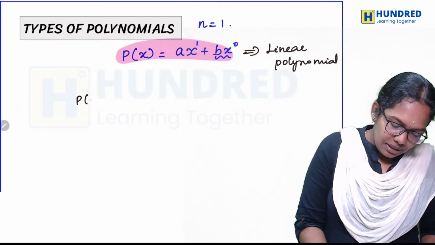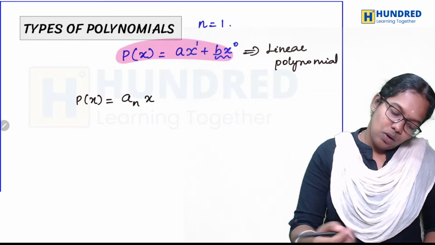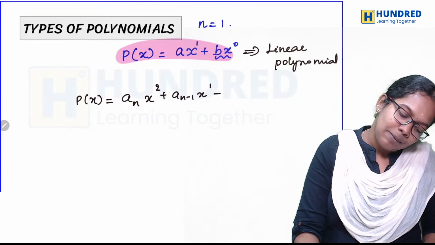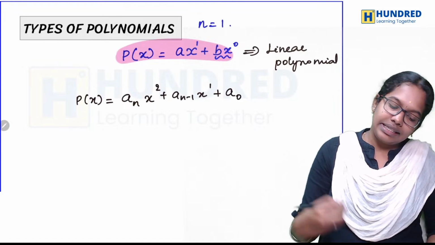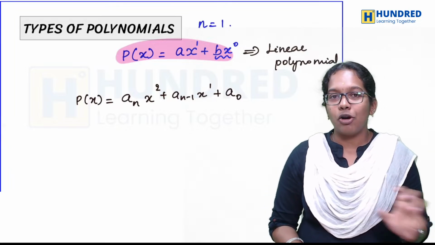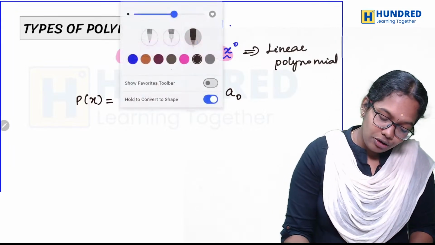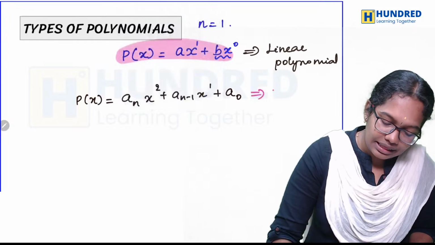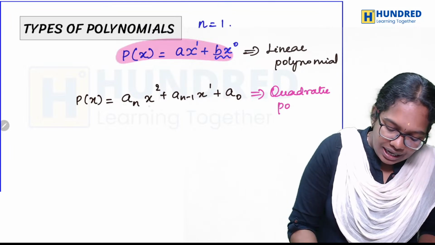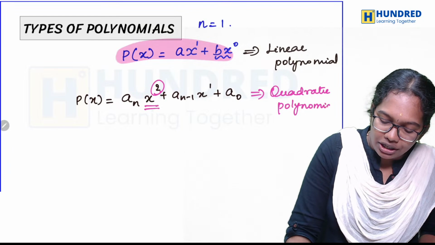So let that be p of x is equal to a n x power 2 plus a n minus 1 x power 2 minus 1 is 1 plus a naught x power 0. So this is going to be the polynomial when you substitute n is equal to 2, right? So this kind of polynomial is called as what? This is nothing but a quadratic polynomial. Okay, so if the highest power is 2, then that is called as a quadratic polynomial.